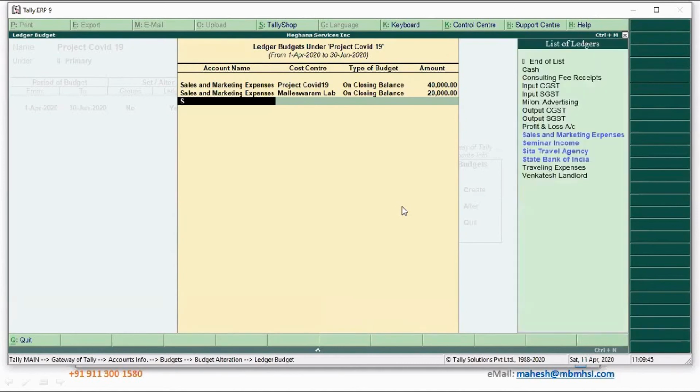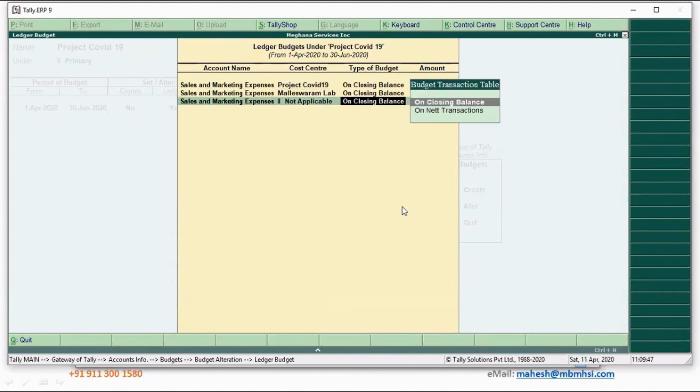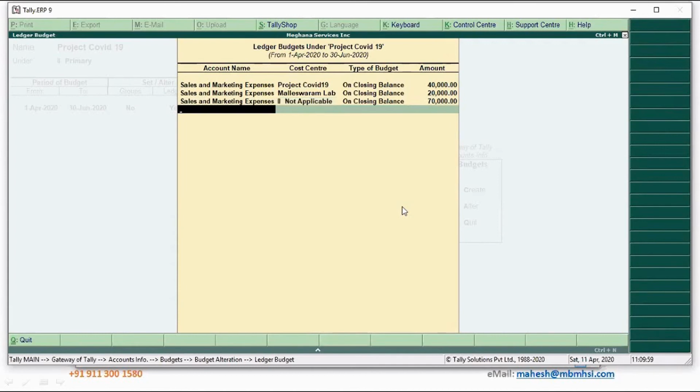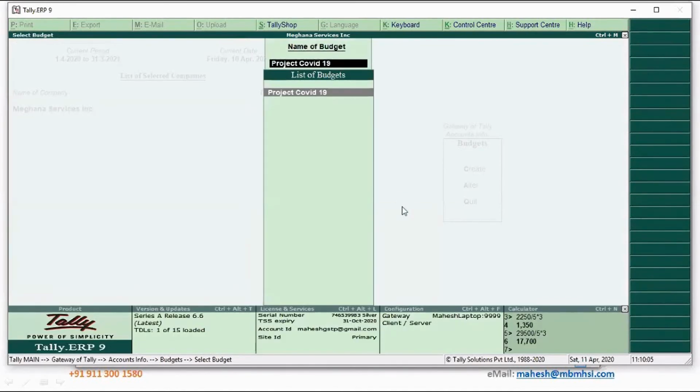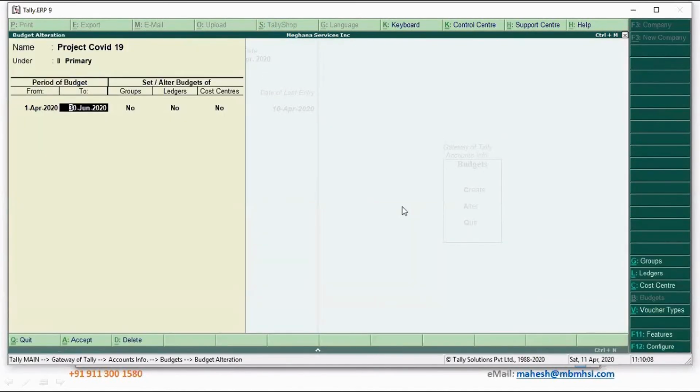For example, I'm saying again sales and marketing irrespective of the project, I have 70,000, because I'm saying there is 10,000 for common, which we will decide to use under which project. So like this I could go on specifying the budgets. Let me just make it for the whole year, it is easier for you to understand. So there is a cost center budget.